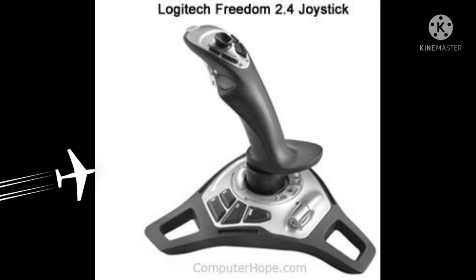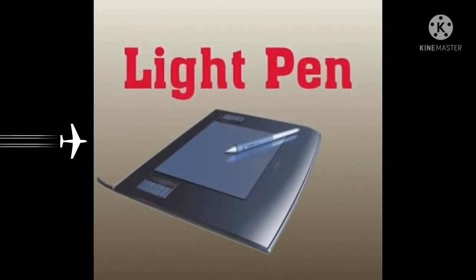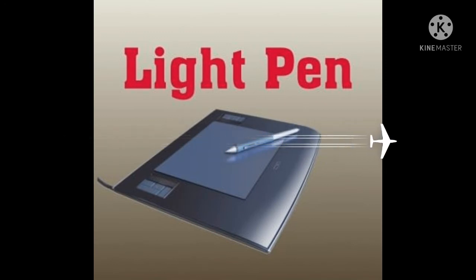Next one is light pen. A light pen is a pen-like pointing device. You use it to select an object on the display screen by pointing at it. You can also use it to draw directly on the screen. A light pen is mostly used by engineers, architects and fashion designers.